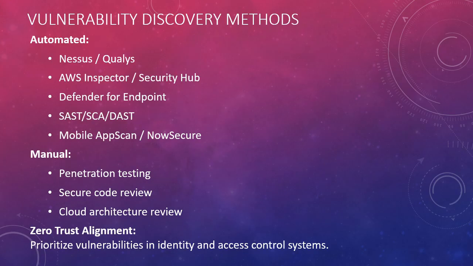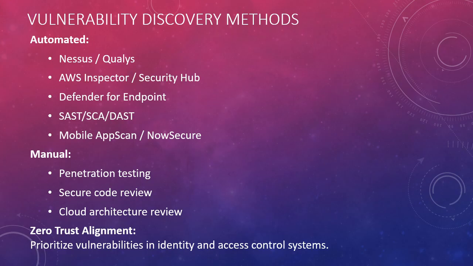Vulnerability discovery methods. Our discovery strategy uses both automated and manual methods. Automated scanning includes network scanning through tools like Nessus or Qualys, cloud-native scanning through AWS Inspector and Security Hub, and endpoint vulnerability monitoring through our EDR platform. For application security, we use SAST, SCA, and DAST tools integrated into our CI/CD pipeline. This identifies insecure code, outdated dependencies, library vulnerabilities, and API weaknesses.